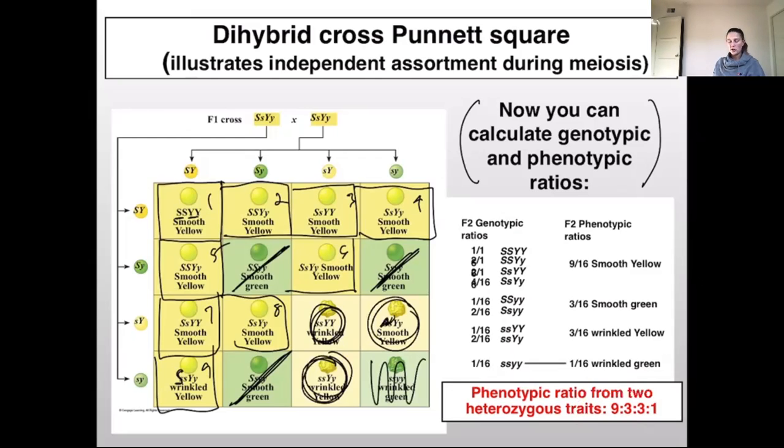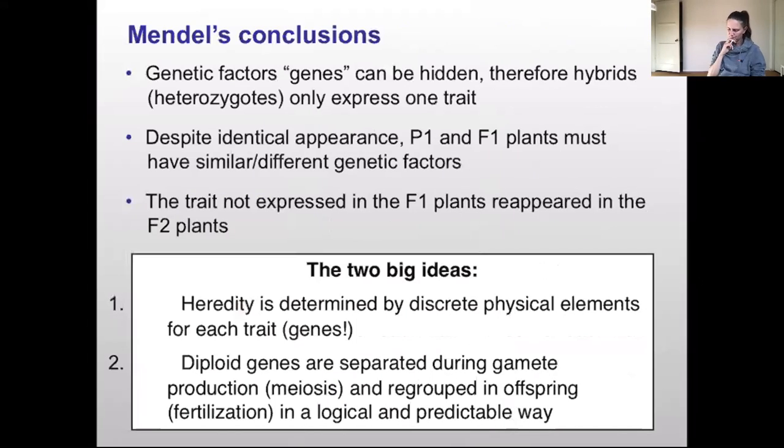So the ratio that you get is a 9 to 3 to 3 to 1 ratio. This is a ratio you must know, just like you need to know the 3 to 1 ratio when you're doing 2 hets for a monohybrid. If we're doing 2 hets for a dihybrid, it's going to be a 9 to 3 to 3 to 1 ratio, all right? You have to know that ratio. You have to be able to look at a dihybrid cross and figure that out. You have to be able to draw your own dihybrid cross.